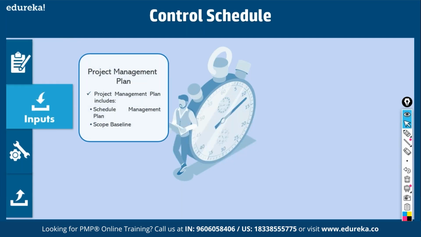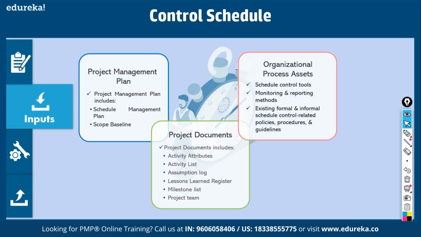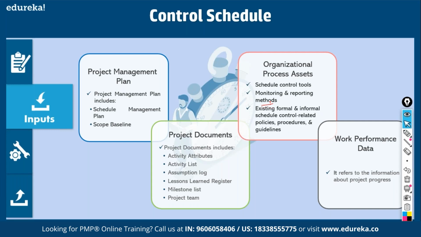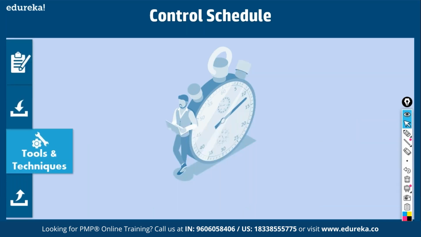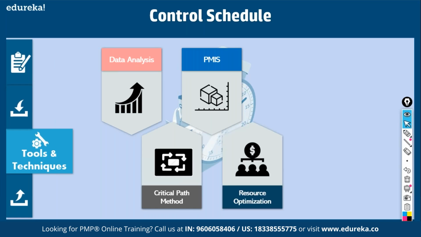Fine. So the plan is an input, project documents are inputs, organizational process assets, any control tools, reporting methods are inputs. Okay. Then work performance data, which activity has started, which has not started, which has ended, right? Then tools and techniques: you analyze data relating to schedule, find out why variances happened, where you under delivered, where you over delivered, why you utilized more time, what is the problem with our planning, did we under plan, over plan, was it wrong in coming up with assumptions relating to durations, you analyze, right? Then critical path method, then PMIS, any scheduling tool, and resource optimization.